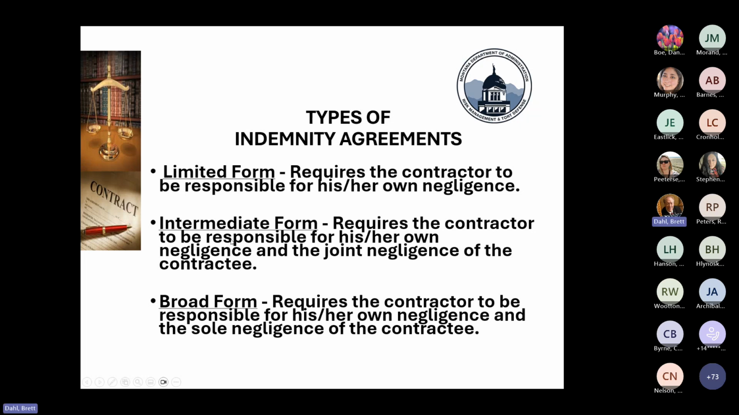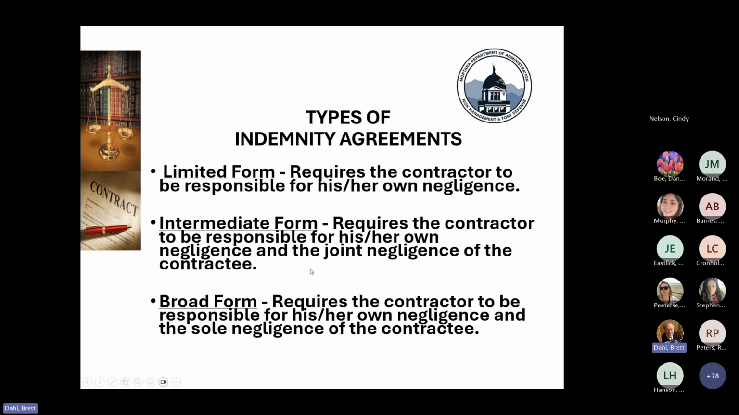Intermediate form requires the contractor to be responsible for his or her own negligence and the joint negligence of the contractee. So it may say something like the contractor agrees to defend and indemnify the state of Montana from and against their negligence and the state's sole negligence for work performed under the contract, meaning that they would pick up their tab for things they did wrong. And if we have some shared liability or responsibility, or even if that liability is sole liability on our part, we ask them to pick it up through their insurance. We want them to defend and indemnify us for theirs and for our negligence. These aren't uncommon. We prefer intermediate form. We like to see those in contracts.